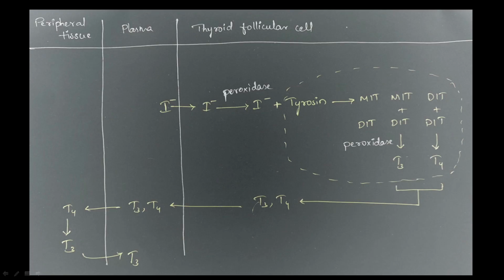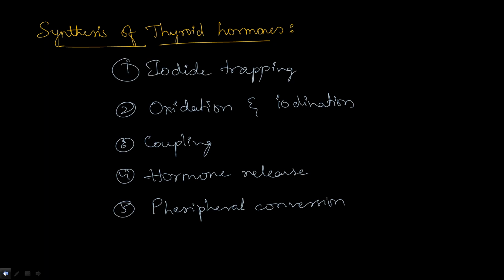So if we see in this picture, you will know that this is the peripheral tissue, in front of this line, and this is the plasma in between, and this whole thing is a thyroid follicular cell. I forgot to tell one point here, right?